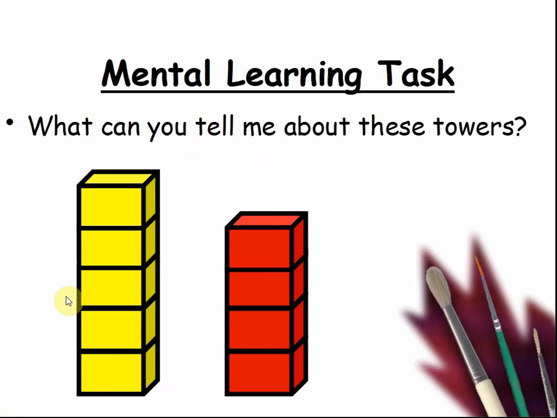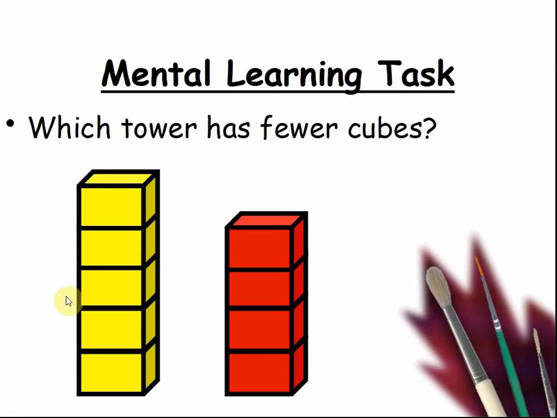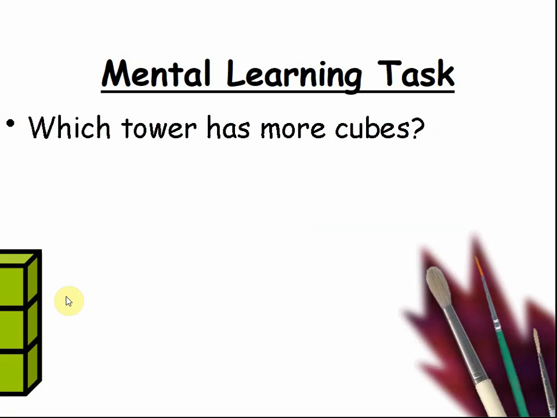What can you tell me about the towers? Which tower has fewer cubes? The yellow one or the red one? Well done. The red one has fewer cubes. Which tower has more cubes? Well done. You are right. It is the yellow one has more cubes.